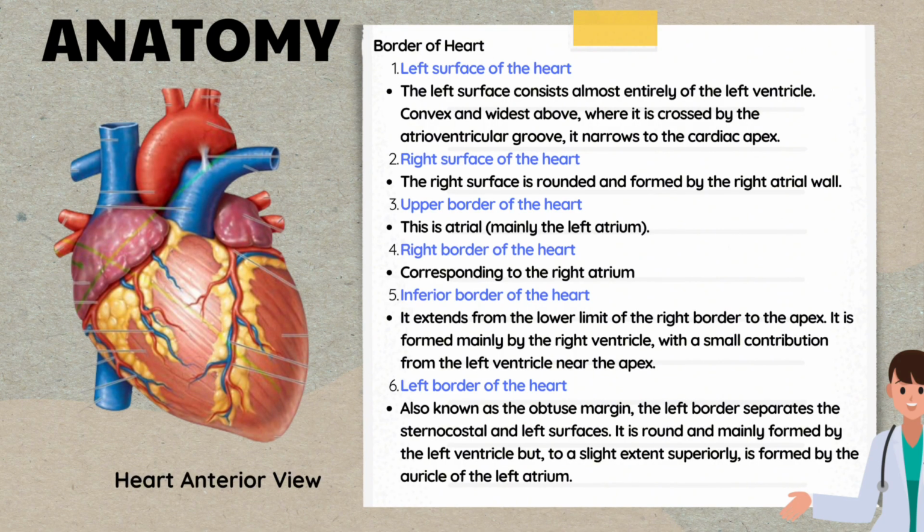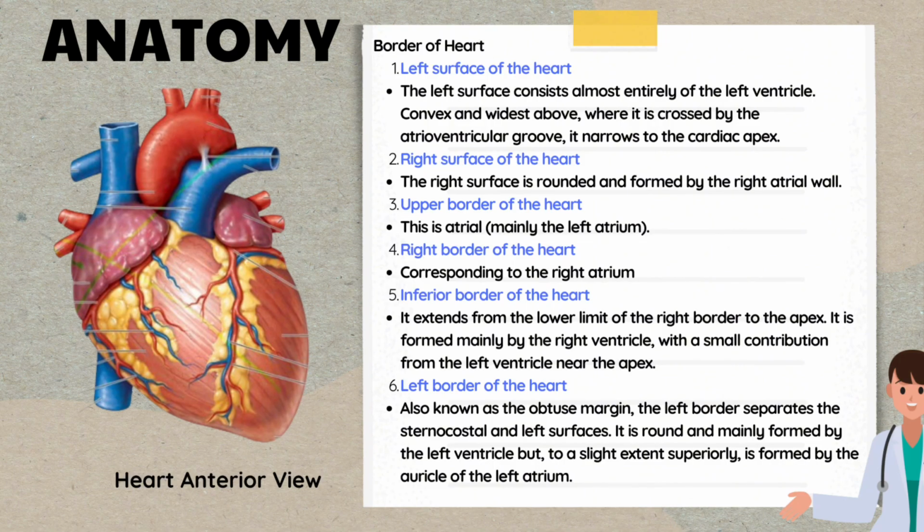The third one is the upper border. The upper border of the heart is basically atrial, mainly the left atrium. The fourth one is the right border of the heart, corresponding to the right atrium. The fifth is the inferior border of the heart, which extends from the lower limit of the right border to the apex. It is formed mainly by the right ventricle with a small contribution from the left ventricle near the apex.